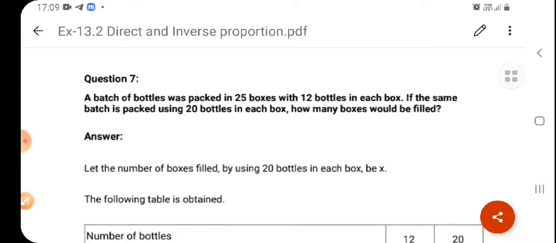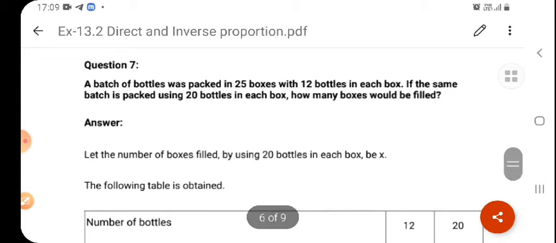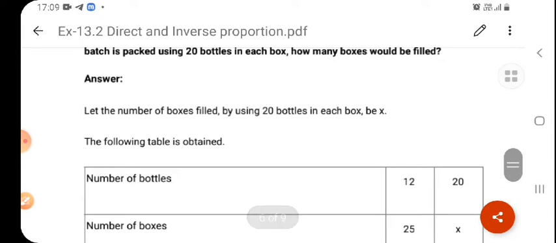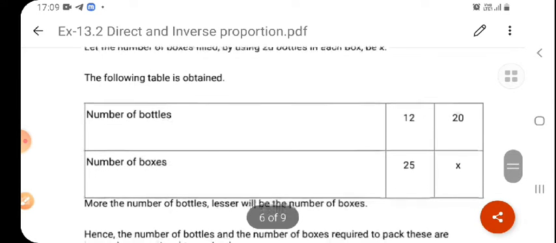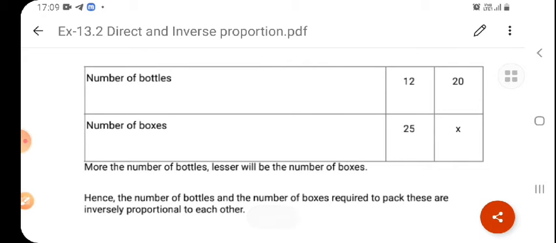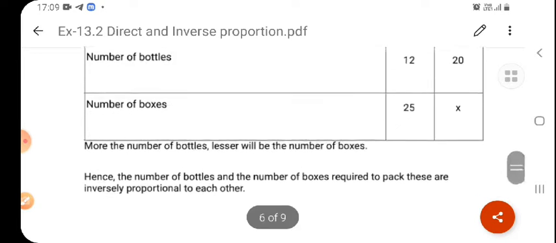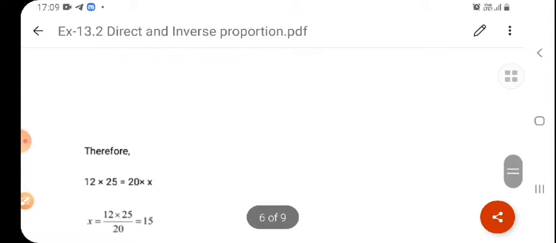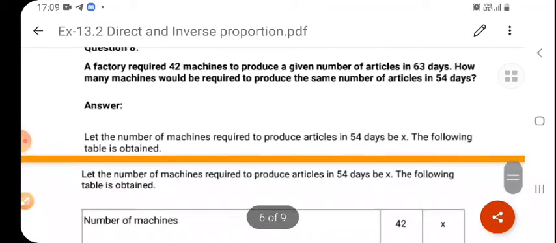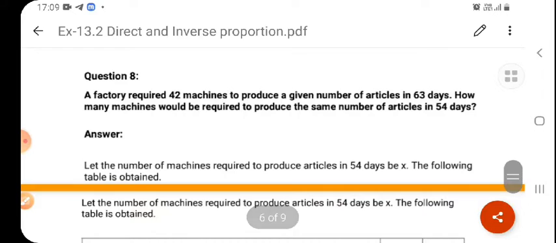Okay, here a batch of bottles was packed in 25 boxes with 12 bottles in each box. So 12 is the number of bottles, then the number of boxes is 25. If the number of bottles is 20, then what is the number of boxes? We will take it as x. Then we will multiply column wise. 12 into 25 is equal to 20 into x. We get the value of x as 15. The same method is used in all the questions of the inverse proportion method.